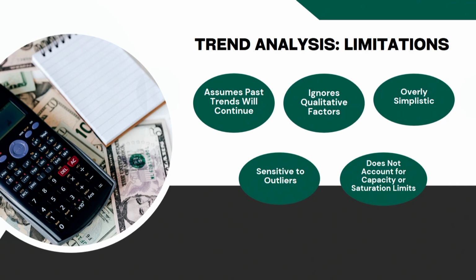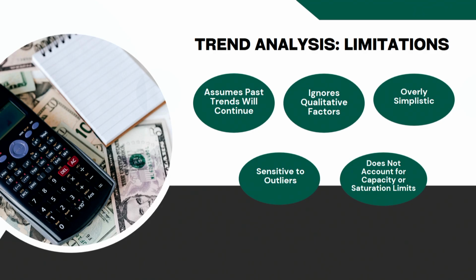Then the next is it ignores qualitative factors. Obviously, when you talk about trends, it only takes into consideration the numbers. It cannot accommodate all those qualitative variables that also have a bearing on the operational performance of a business. Operational efficiency is a qualitative parameter, but it cannot be taken into consideration while we are using trend analysis as a method of projection of income statement.